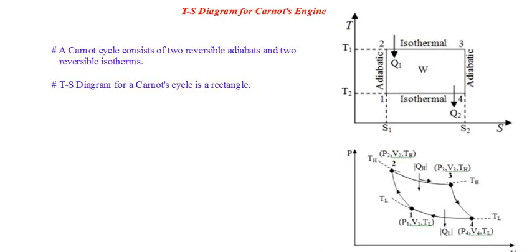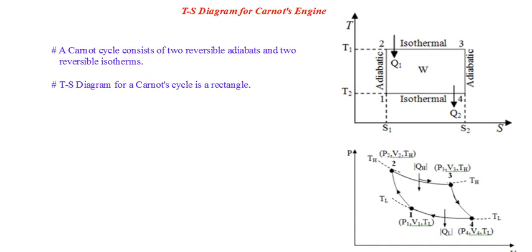Hello. In the previous sessions, we have seen how to represent the various processes in a TS diagram, and we could draw the TS diagram for gasoline as well as diesel engines. Now, in this video, we will try to draw the TS diagram for a Carnot cycle, and with the help of the TS diagram, we will try to obtain the expression for the efficiency of a Carnot's engine by two different approaches.